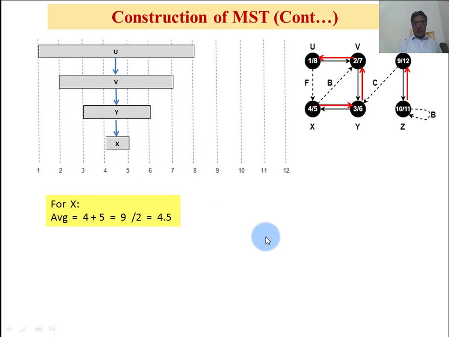Next, we will make another tree because it is a directed graph and it has constructed a forest instead of a single MST.